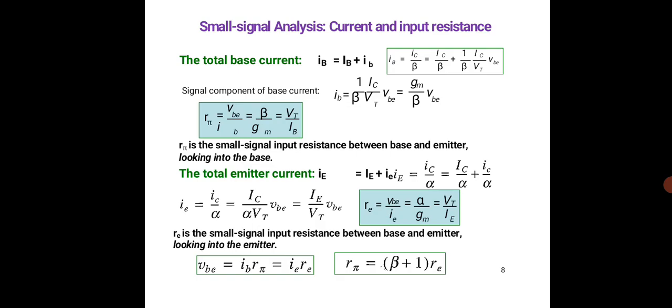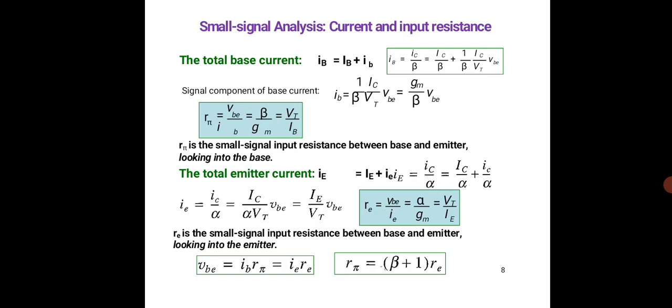So coming again to other parameters, current and input resistance. The total base current, of course we have seen already, IB, is equal to the AC base current plus the DC base current, and this signal component can be given by gm by beta VBE. Okay, and if I take the small signal input resistance, which is between the base and emitter, looking into the base, I can represent this as r pi, which will finally be equal to the thermal voltage divided by the DC base current.